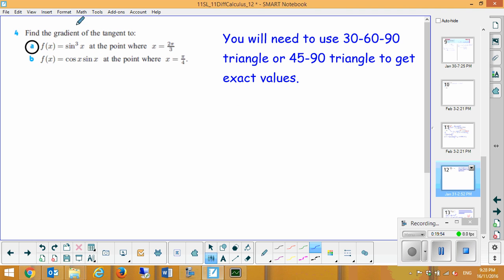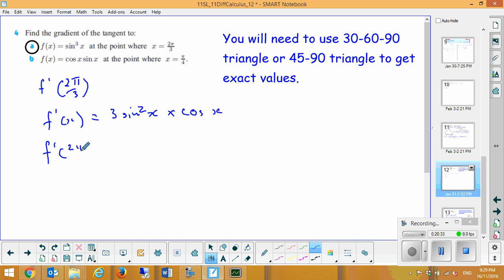The last one to show you here was when you've got a chain rule and you want to differentiate that, but you want to find the gradient of the tangent at a particular point. In other words, you're trying to find f dash at 2 pi on 3. So you need to differentiate it first to get your derivative function. So you'll have 3 sine squared x times the derivative of sine x, which is cos x, and then substitute it in. So 2 pi over 3.